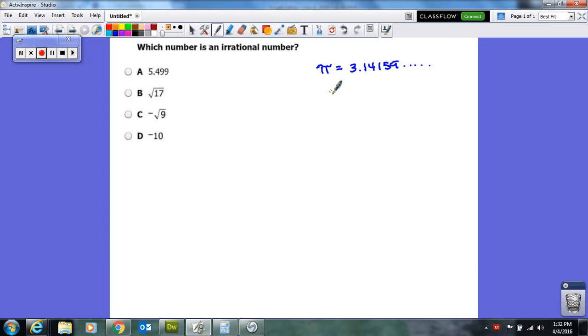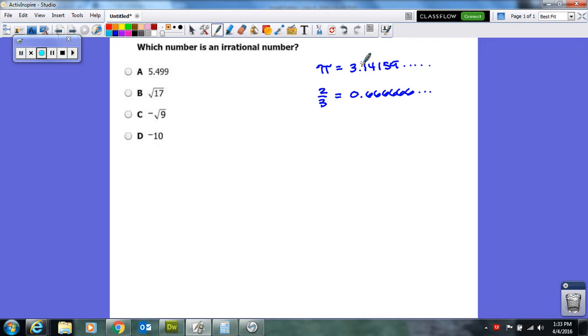What I mean by without any repetition is, for example, 2/3. If we convert that to a decimal, that's equivalent to 0.666666 forever. Since we have repetition here, 2/3 or 0.6666 is not considered irrational because there's repetition to its value.